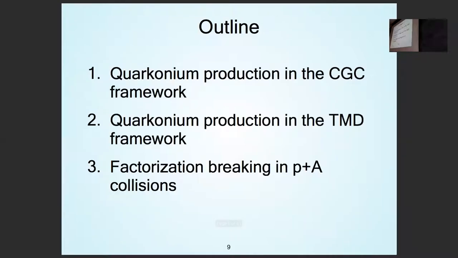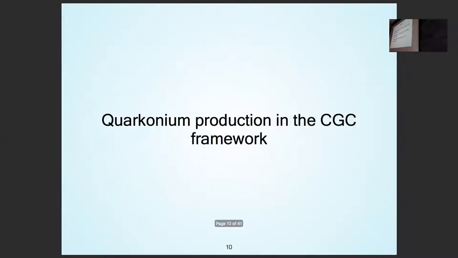I did this a few years ago. I'm sorry, I consumed 30 minutes. For the remainder of this talk, first I will discuss quarkonium production in the CGC framework, second, quarkonium production in the TMD framework, and third, factorization breaking in proton-nucleus collisions.